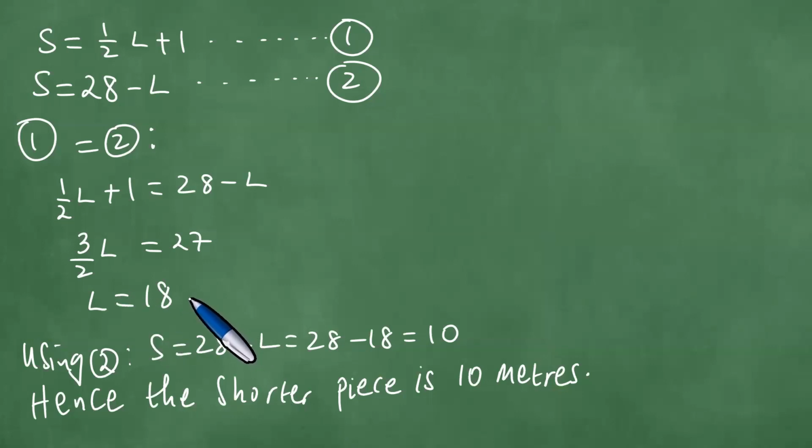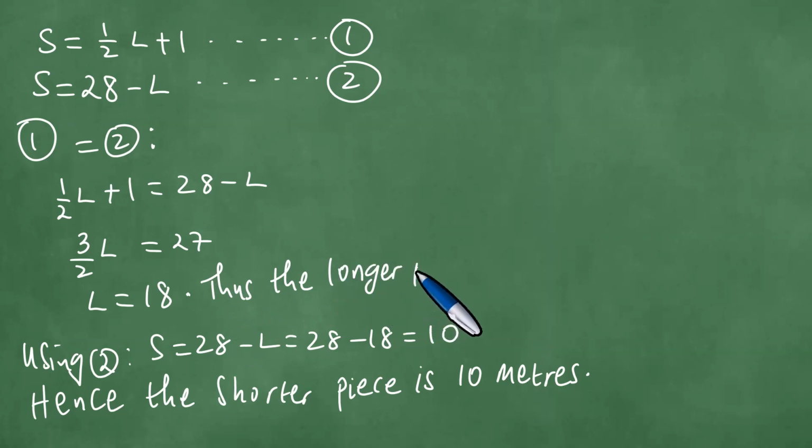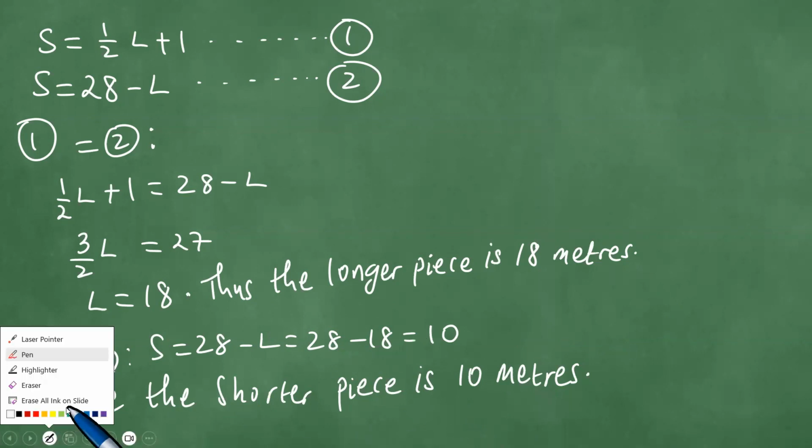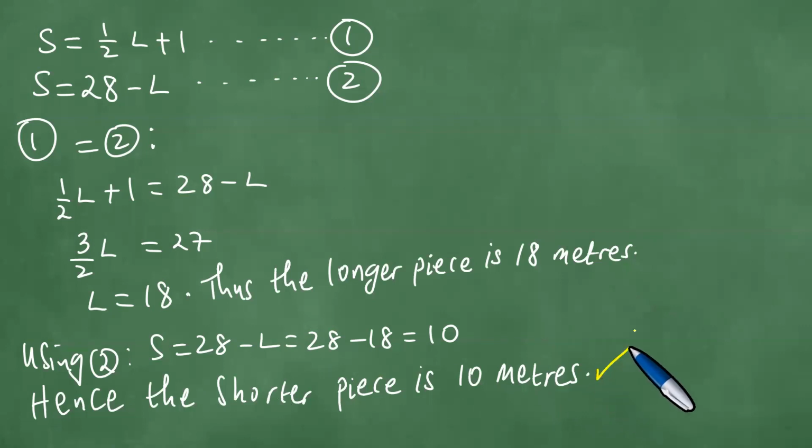And so you could say that thus the longer piece is 18 meters, like so. The longer piece is 18 meters and the shorter piece is 10 meters. We have solved this question in detail, and we have the two results, 10 meters and 18 meters. Now we can verify these results.